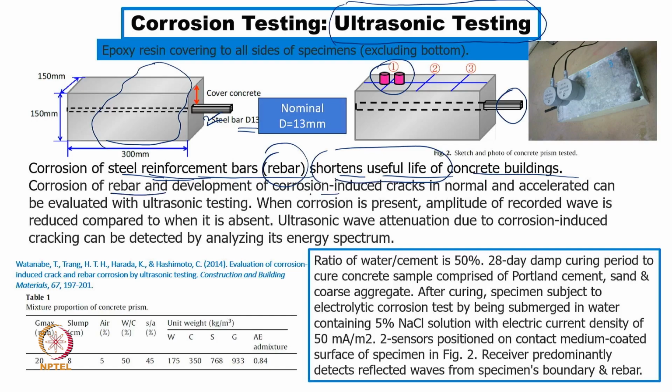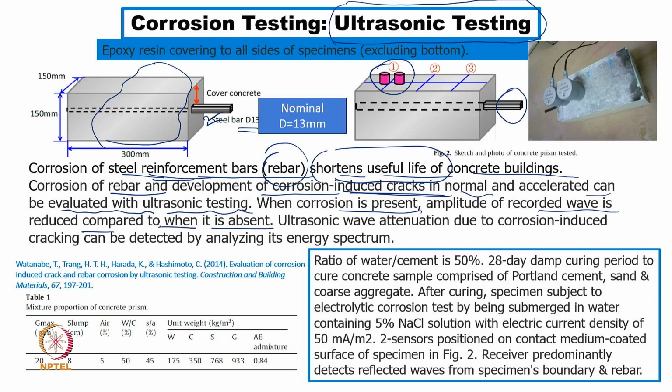Corrosion of the rebar and development of corrosion induced cracks. This is what we say in the case of the normal and accelerated test that can be evaluated. When we want to do a testing, we can really develop a crack from our side, and then develop an algorithm based on that, and then we can go to the unknown concrete, where we try to predict based on whatever features we have extracted from our earlier knowledge. So, when corrosion is present, what will happen to the ultrasonic wave, which we are seeing, the amplitude of the recorded wave will be reduced compared to when there is no corrosion.